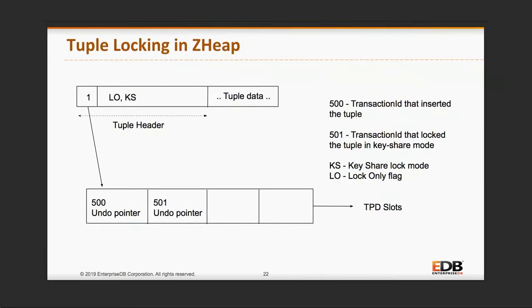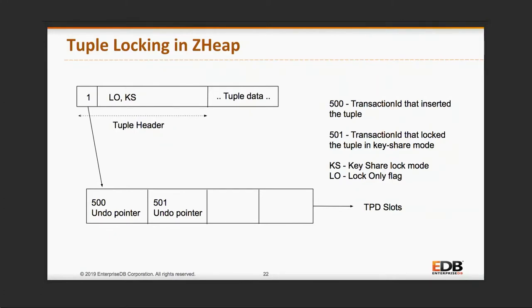Because for visibility checks, that would not block. Actually, it needs to see the XID of the previous inserter, the latest inserter or updater. Which transaction has locked the tuple, it does not care. So if the 500 transaction is visible to you, then that tuple is visible to you, right?